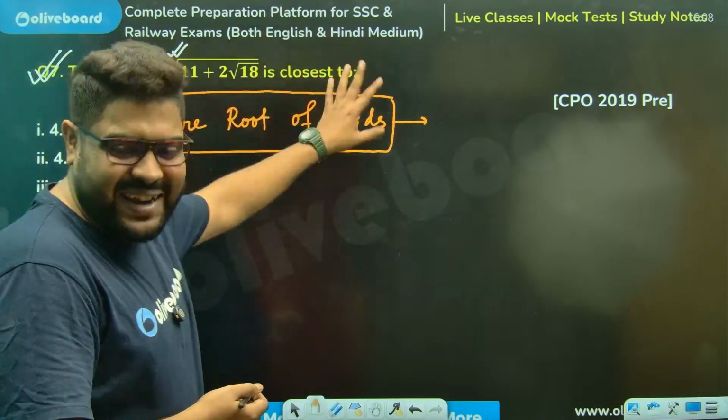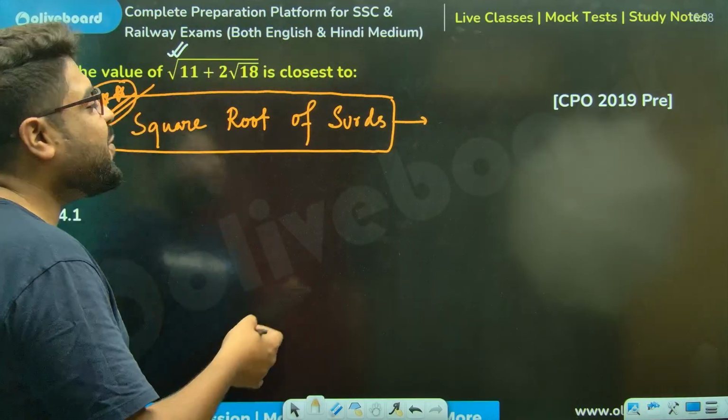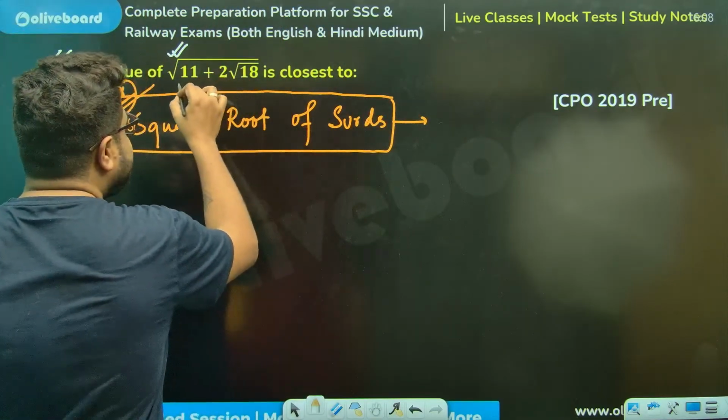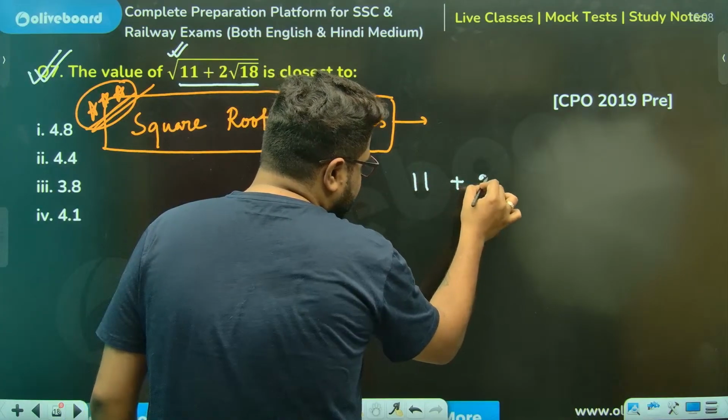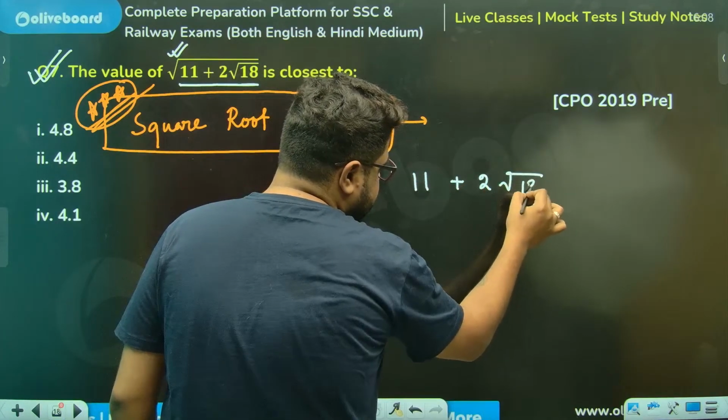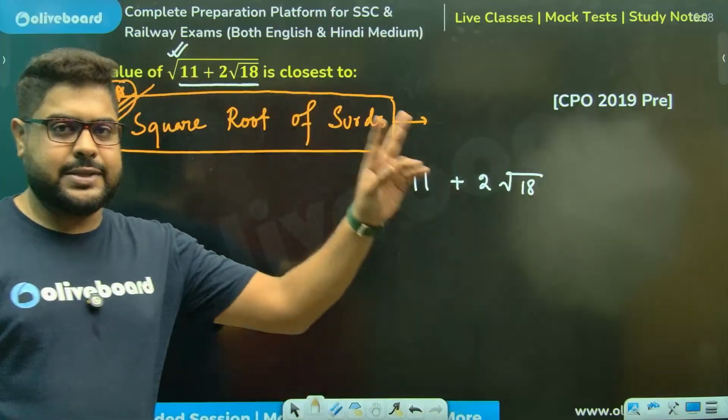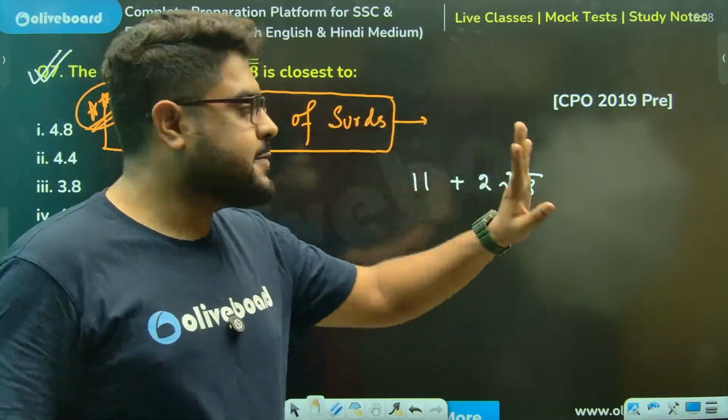Acha. So again, let's come back to this. So square root of surds, please understand. So you can see there are two parts. So I can write 11 is there and 2 root 18 is there. Now there are two things. You understand? There are always two parts to this.